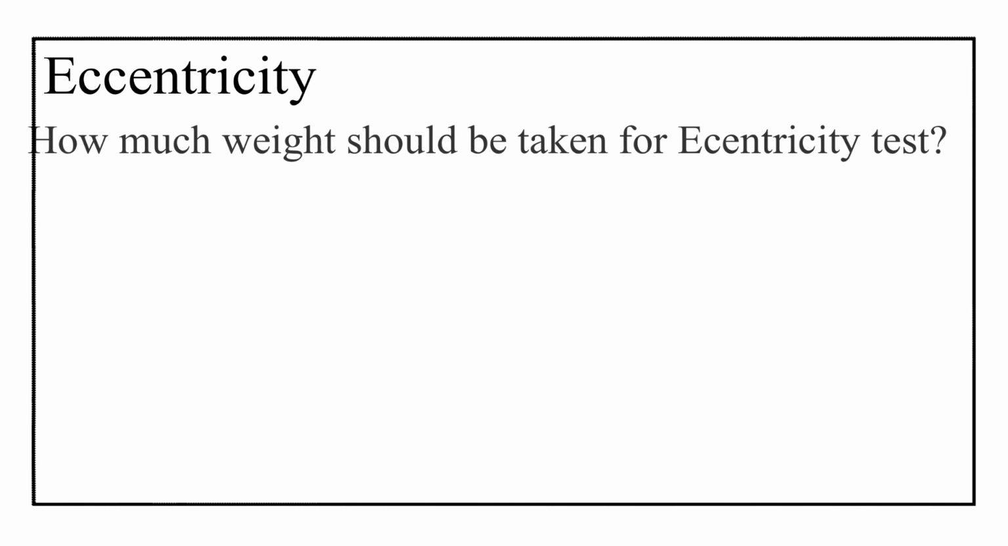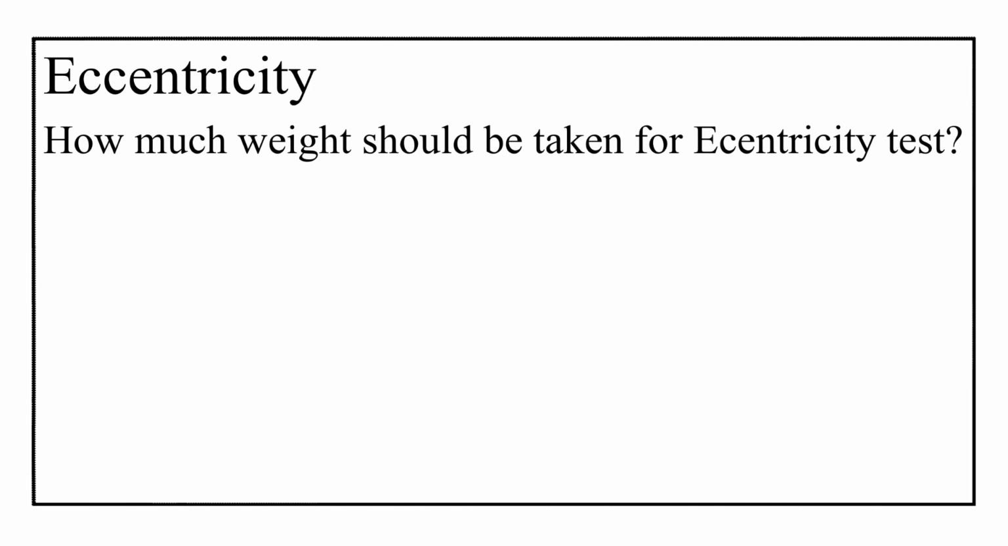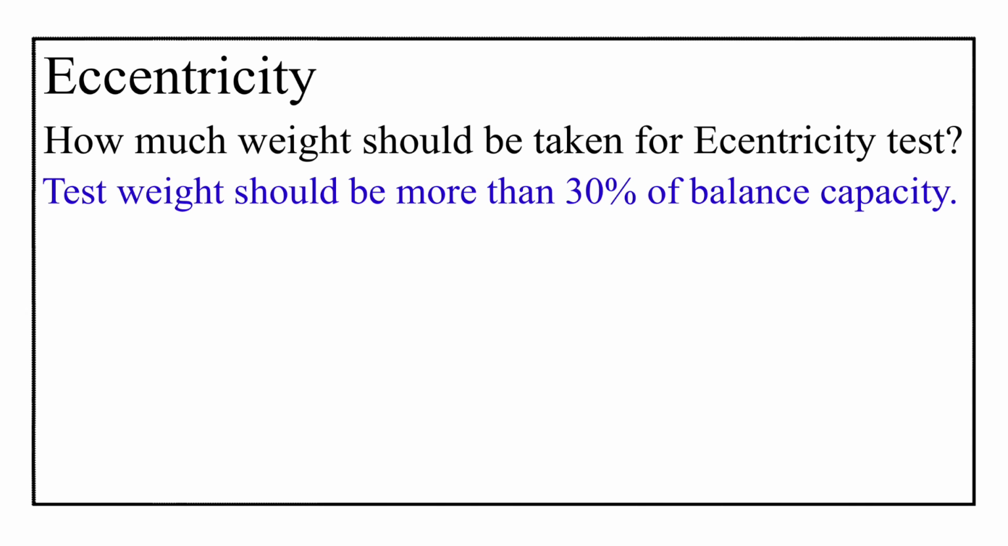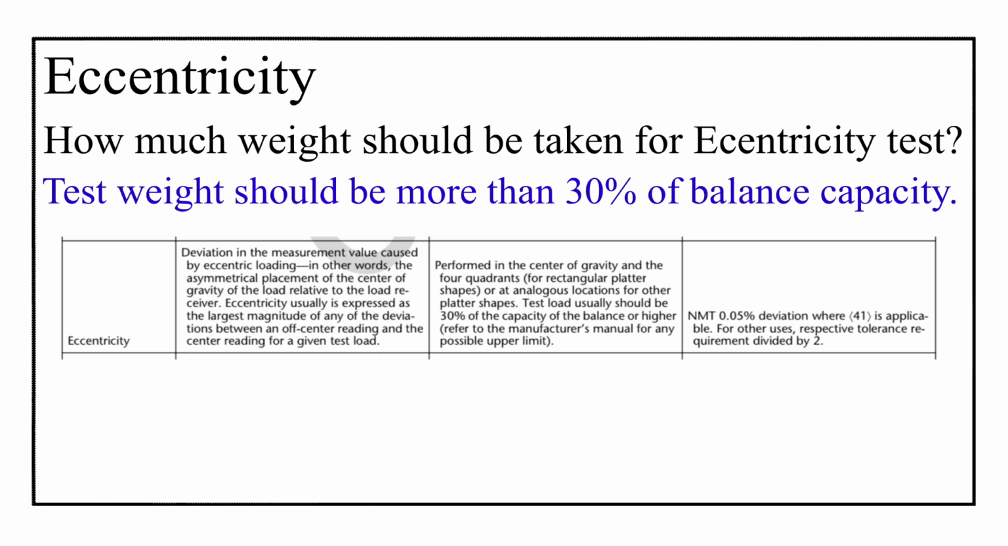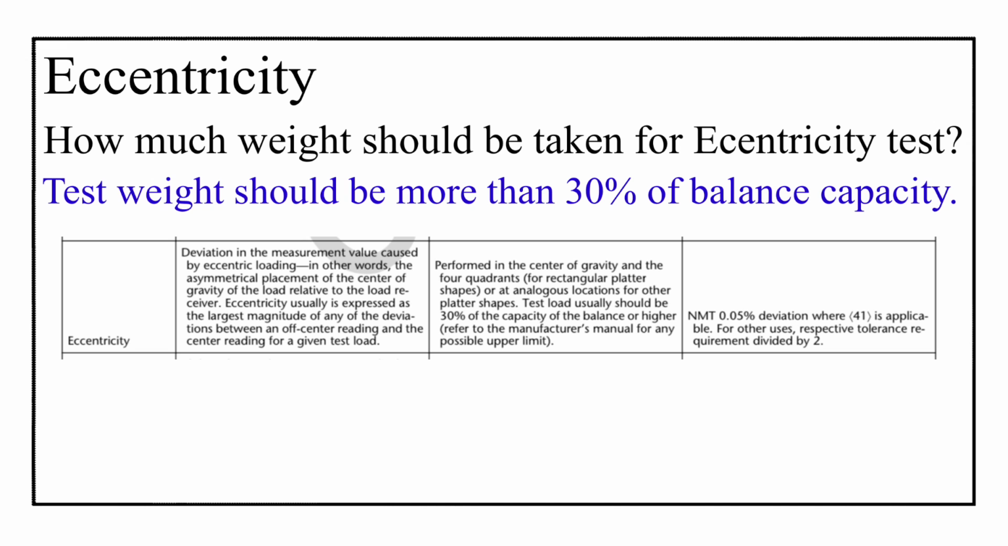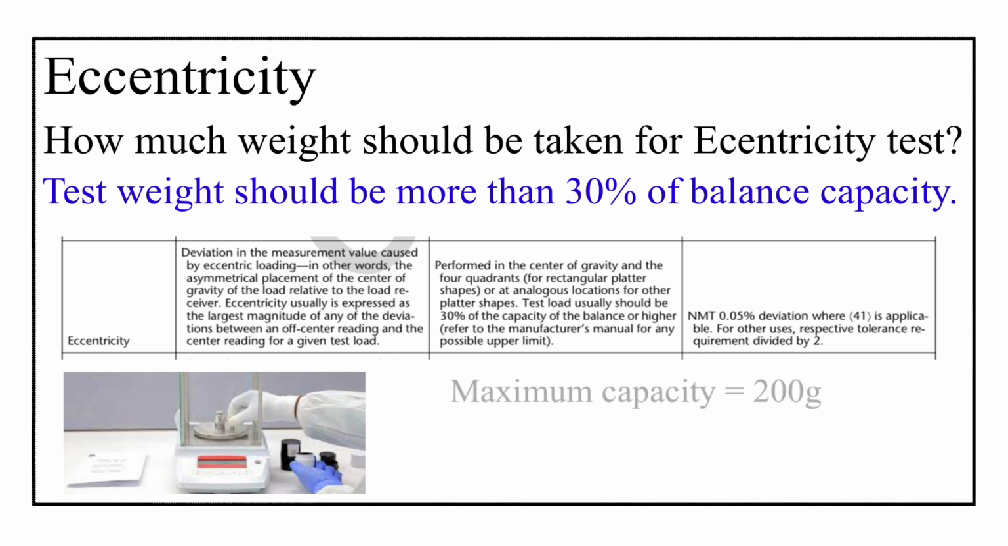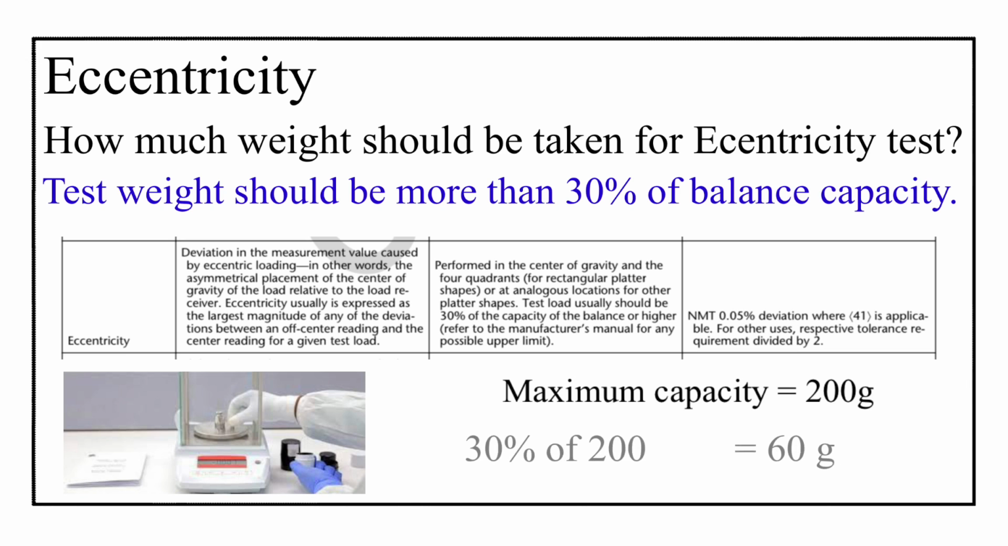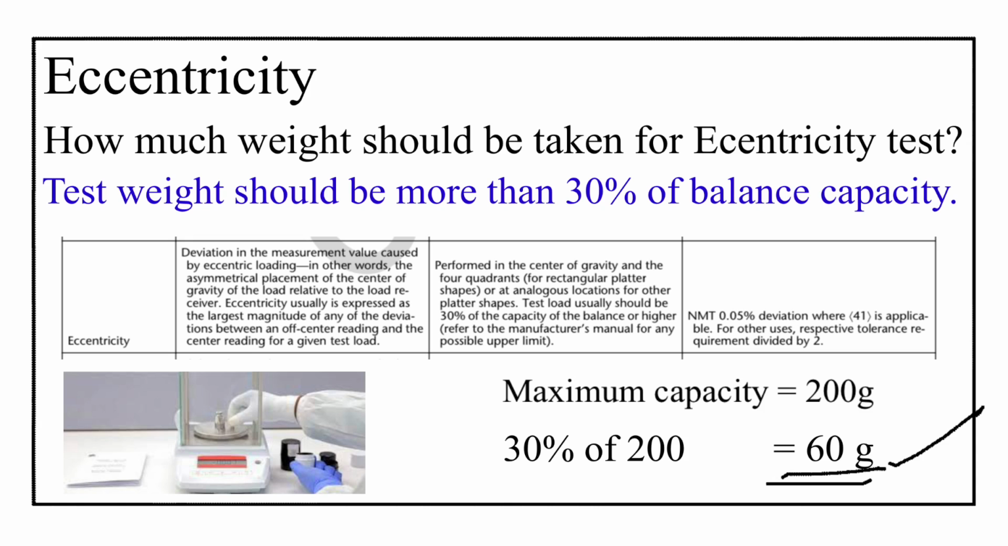Now the question arises: how much weight should we consider to carry out the eccentricity test? The answer is that the eccentricity test weight should be more than 30% of the balance capacity. This is clearly written in USP Journal Chapter number 1251, and here you can see. Let us understand this with the help of an example. Suppose I have a balance with a maximum weighing capacity of 200 gram. Then 30% of 200 gram will be 60 gram. This means if I have to perform the eccentricity test, the test weight should be more than 60 gram when the balance capacity is 200 gram. So I hope eccentricity is clear to you now.